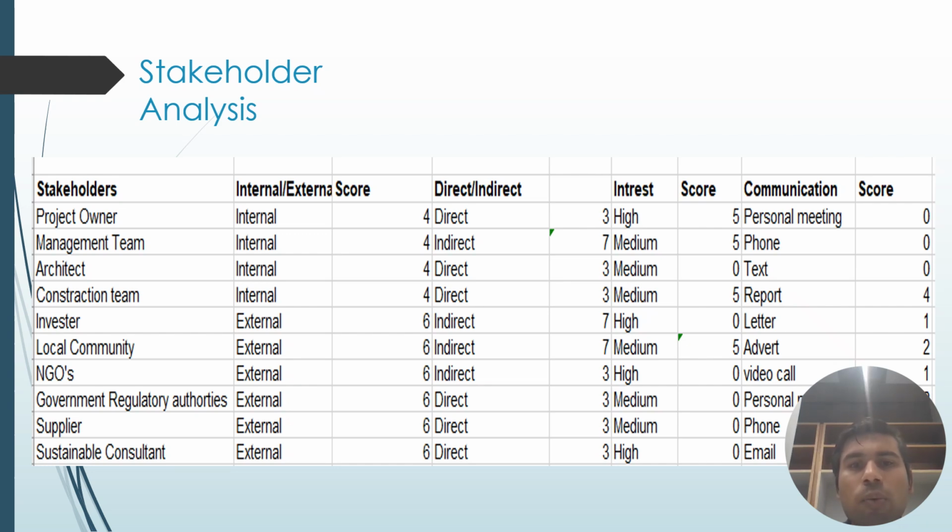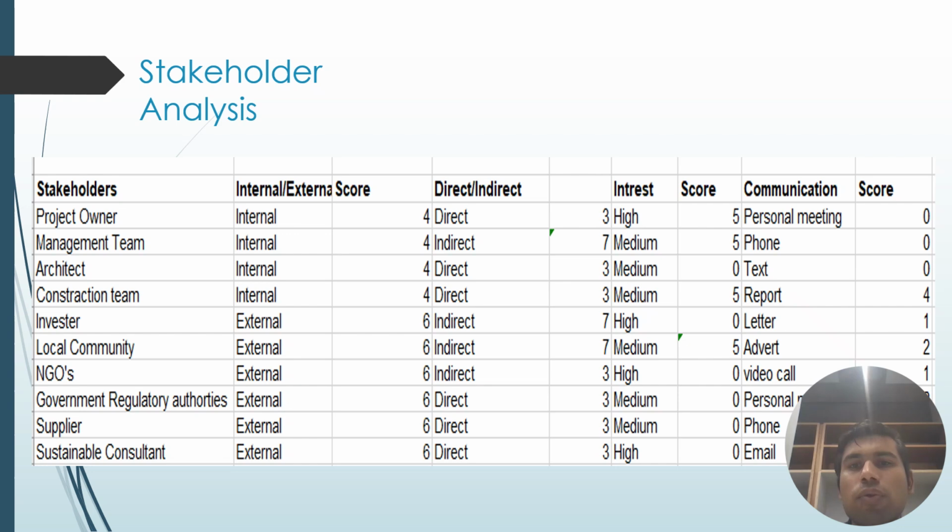The external groups, including the investor, local communities, NGOs, regulators, and suppliers, show varied influence depending on their connection to project outcomes. Now, the interest level differs across the stakeholders, shaping how often and through which channels communication should occur.